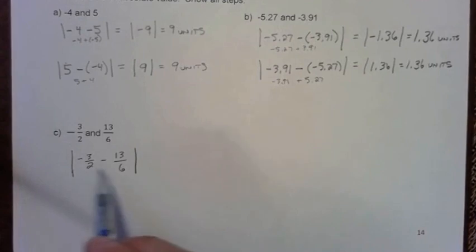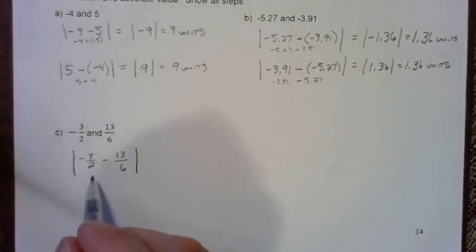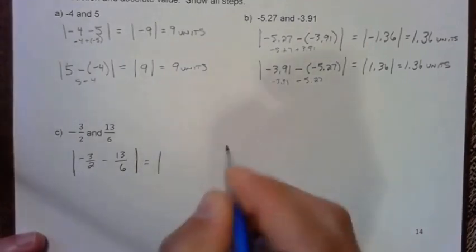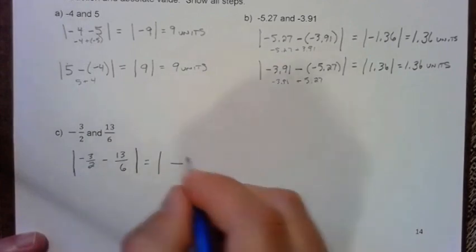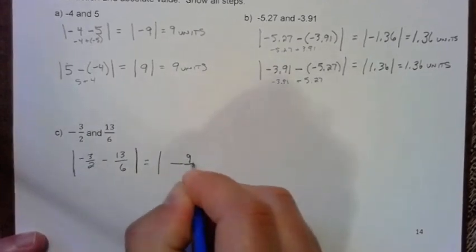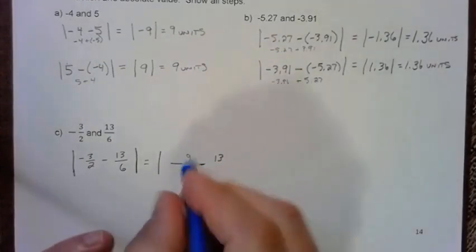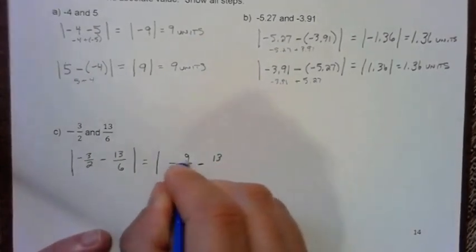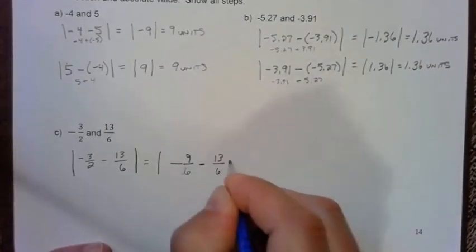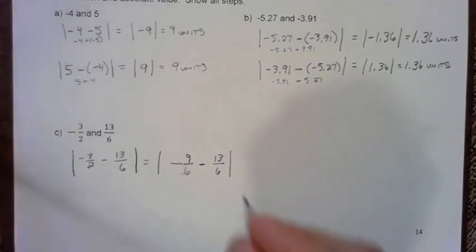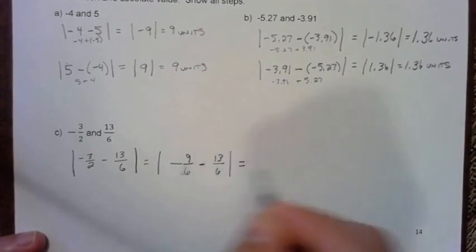Halves and sixths, I like sixths, so I'm going to change -3 halves into, well, 3 times 2 is 6, so 3 times 3 is 9, so that's going to be -9 sixths, I should say, excuse me, -9 sixths minus 13 sixths. All right, and now when I do the subtraction, -9 sixths minus 13 sixths is the same as -9 sixths plus -13 sixths.